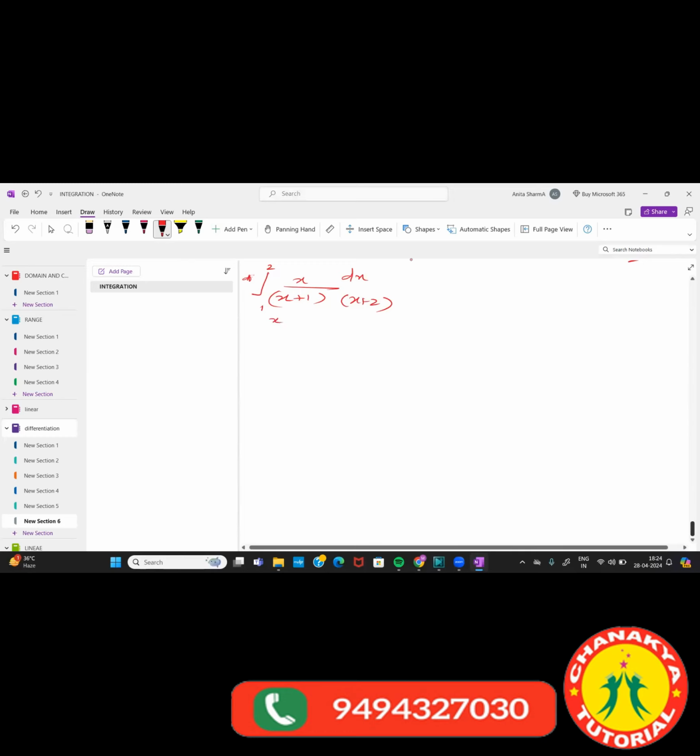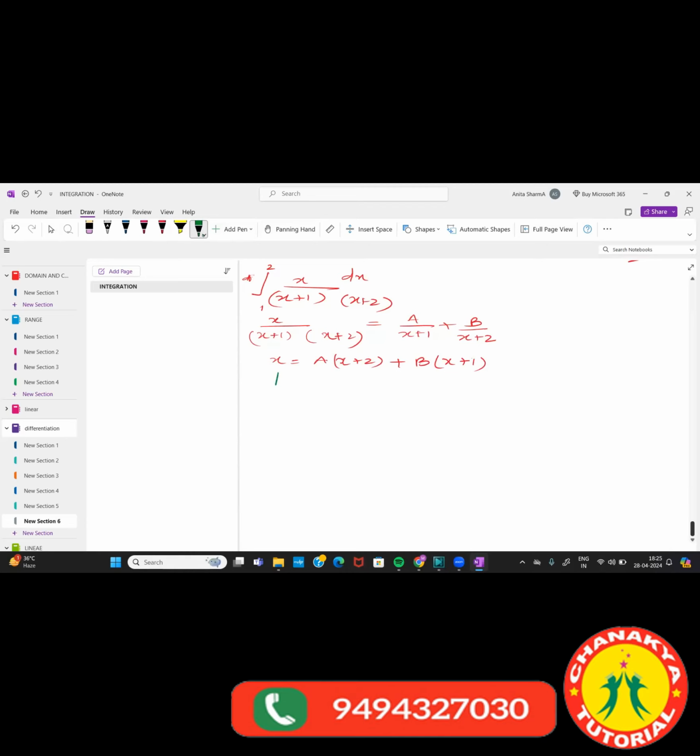First of all, I will solve it. x upon (x plus 1) into (x plus 2), beta. Then it will be equal to a upon (x plus 1) plus b upon (x plus 2). Right, now after taking LCM, it will be a into (x plus 2) plus b into (x plus 1). Right?